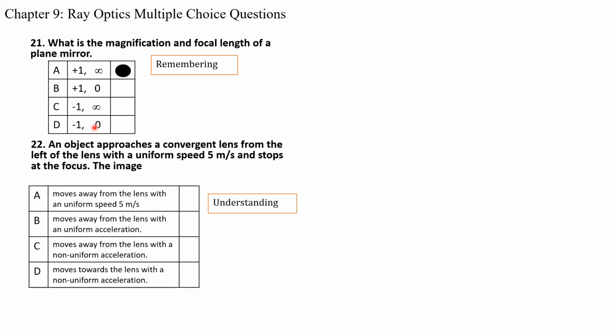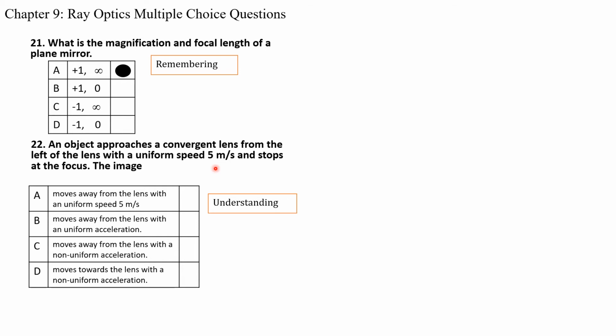Question number 22. An object approaches a convergent lens from the left of the lens with a uniform speed of 5 meters per second and stops at the focus. The image. We have four options.